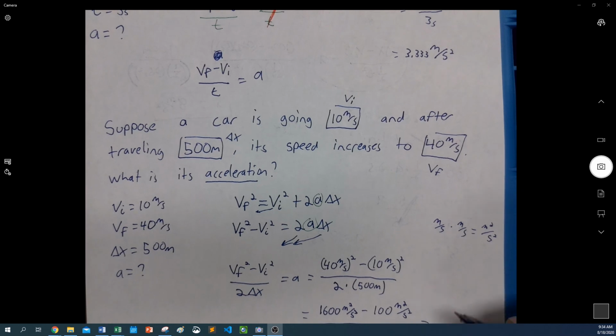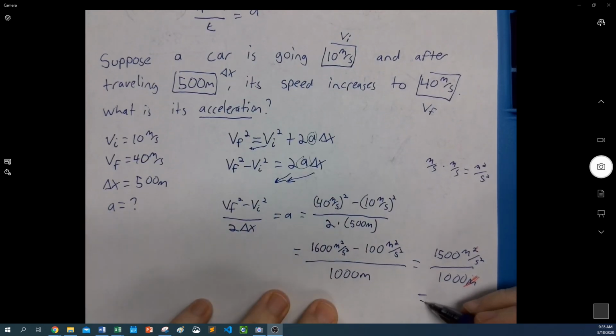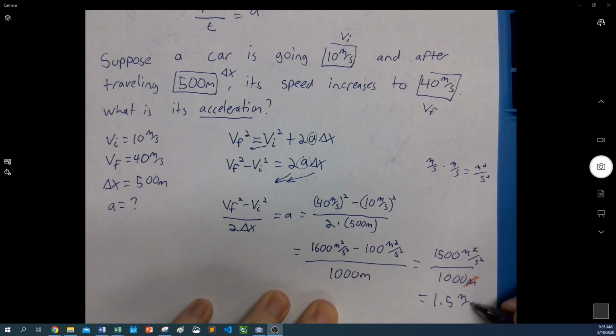This is going to combine to be 1,500 meters squared divided by second squared, divided by 1,000 meters. This meter is going to cancel out with one of these meters, and you are given an answer of 1.5 meters per second squared. All right, we'll continue tomorrow.